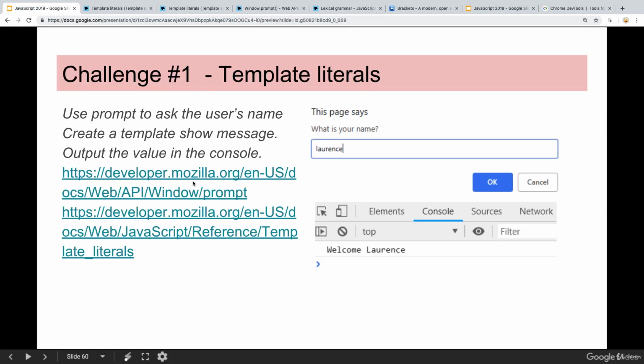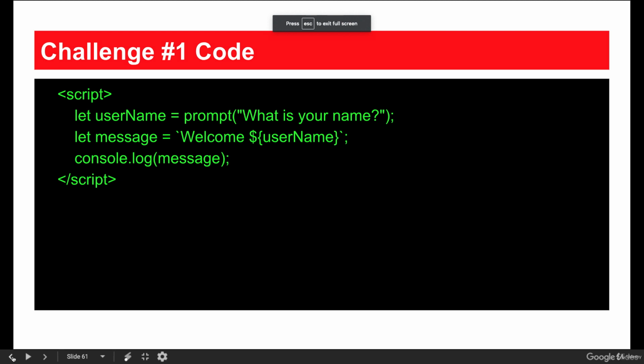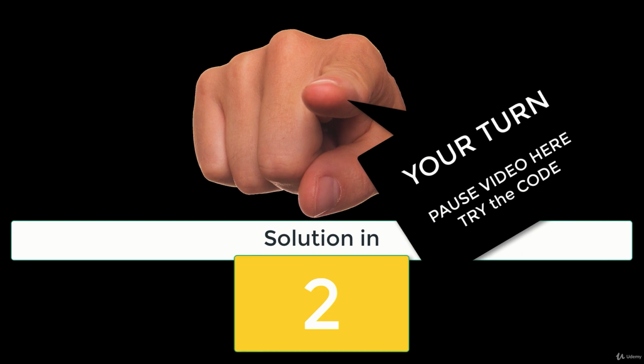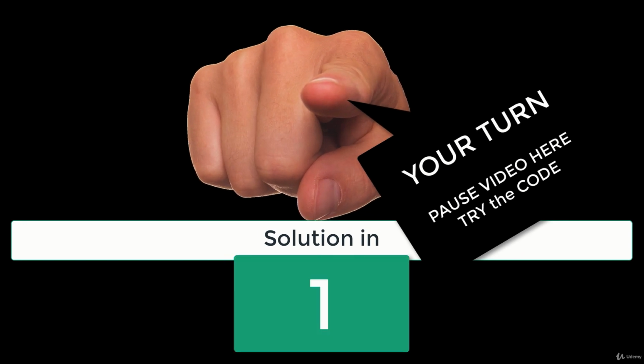So the objective of this lesson, the challenge of this lesson, is use a template literal in order to pull the variable value in. Ask the person the name, and then use that variable that gets returned as a template literal, and then output the message. So go ahead and try that in your editor.